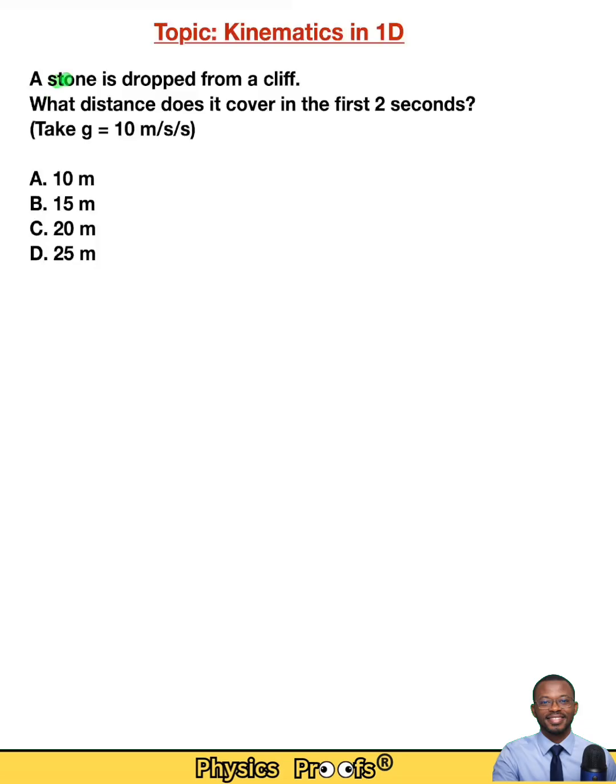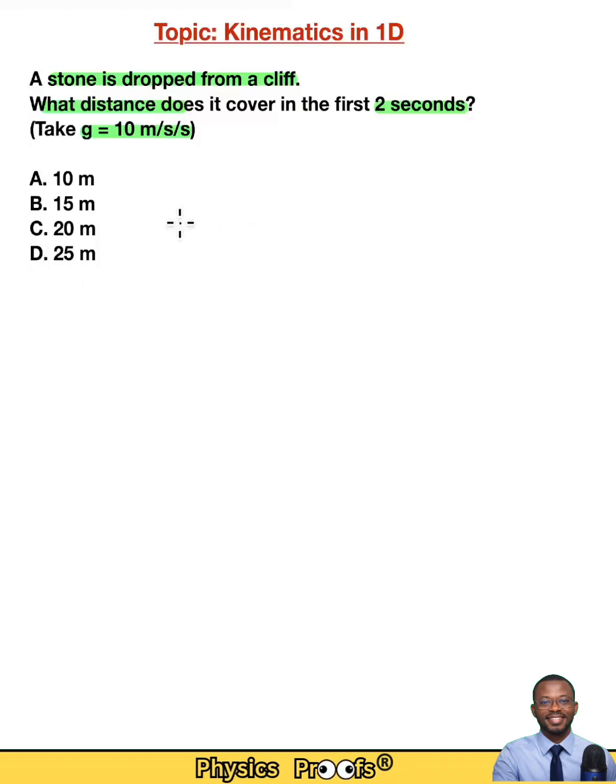A stone is dropped from a cliff. What distance does it cover in the first 2 seconds? In this problem, we are taking the acceleration due to gravity to be 10 meters per second squared. Is it going to be A, B, C, or D? Let's look at the solution.